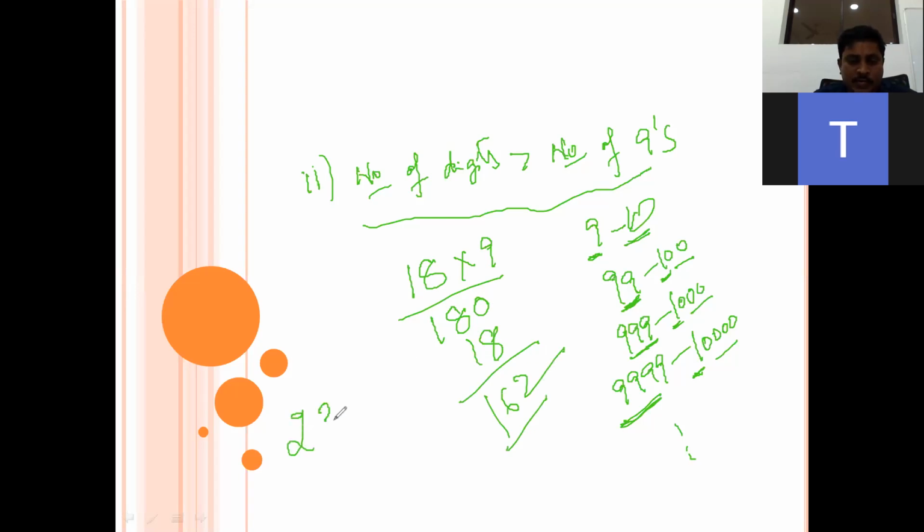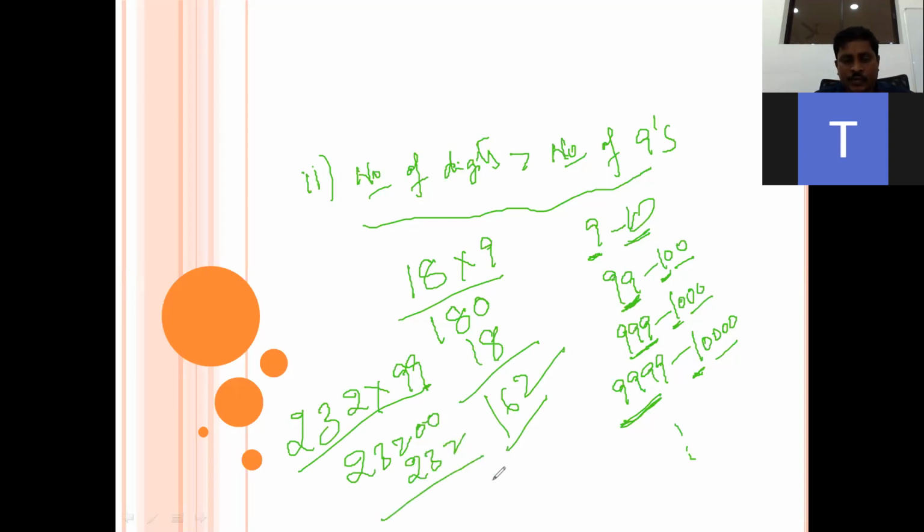Similarly, 232 into 99. Here there are 2 nines, so after this value write 2 zeros and subtract the same value 232. 10 minus 2 is 8. Here 9 minus 3 is 6. Here 1 is there, so 11 minus 2 is 9. Here 2 is there, write 2. So 22968 is the value of the multiplication of these numbers.